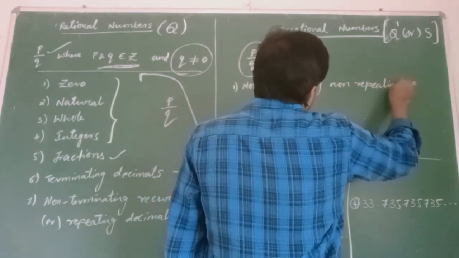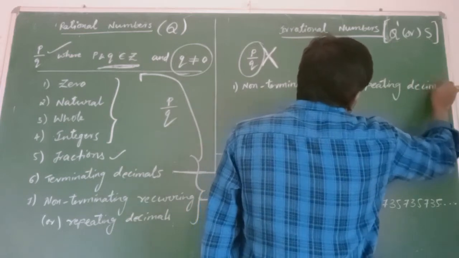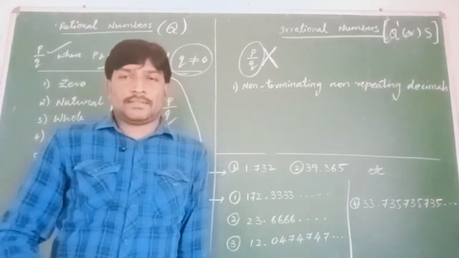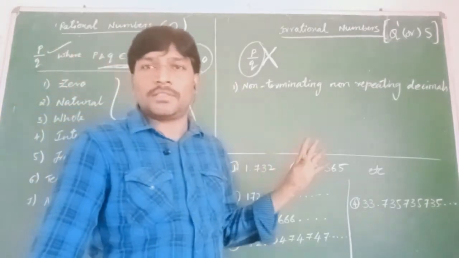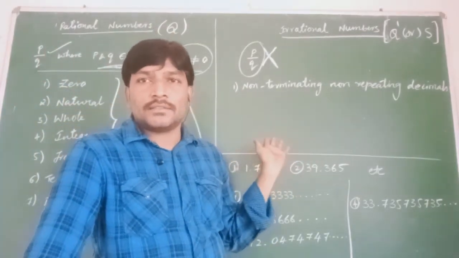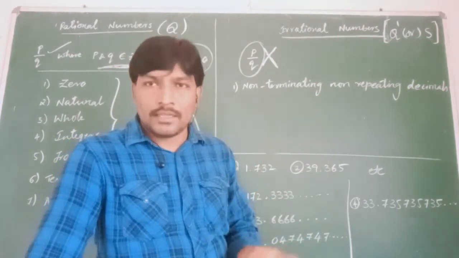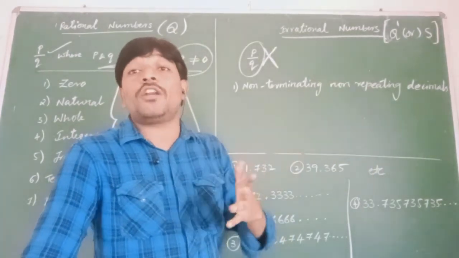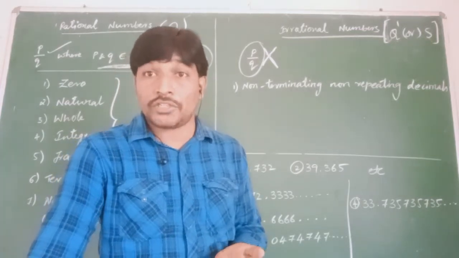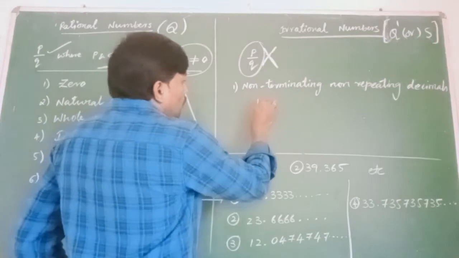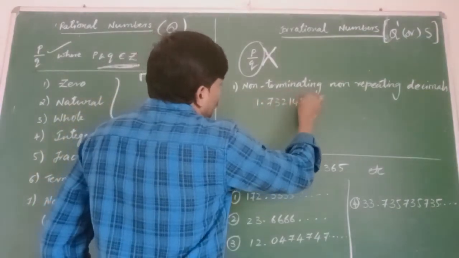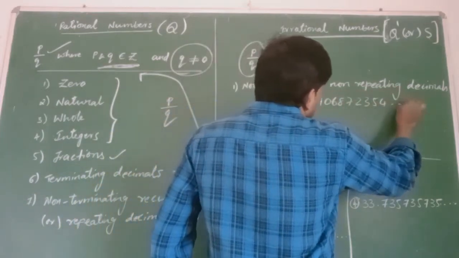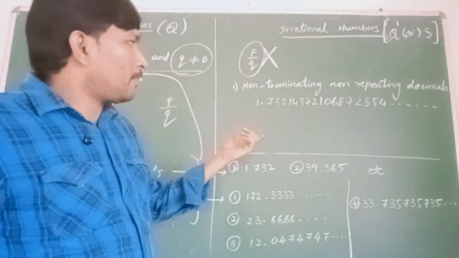non-repeating decimals. That means the non-repeating decimals come under these irrational numbers. These type of decimals never have an end in the decimal part, and non-repeating means there is no repetition of digits also. For example, if you observe here, 1.732141721068723544 and so on. If you observe this clearly, there is no end at all.